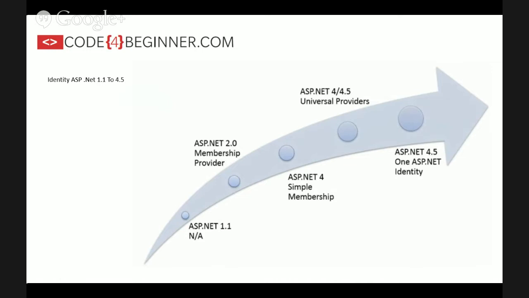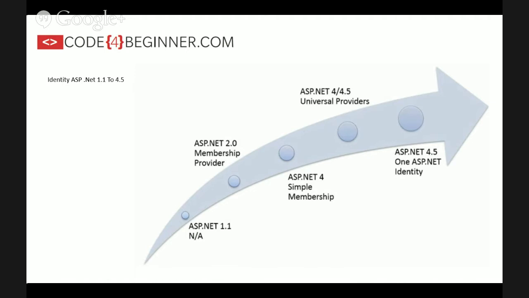Now, let us look at the different identity providers that are available from ASP.NET 1.1 to 4.5. In ASP.NET 1.1, there was no provision that was provided by .NET. That means you had to implement your own authentication and authorization logic. Basically, you had to implement your own username and password, where you type in your username, you type in your password, you click on submit, and what happens is it checks the database whether the user exists. Even for forget password, etc., you had to implement your own code.